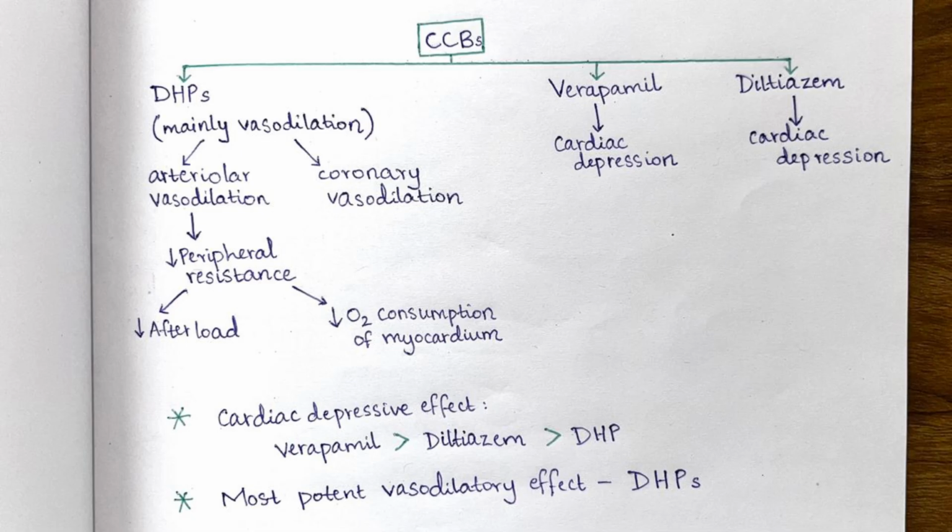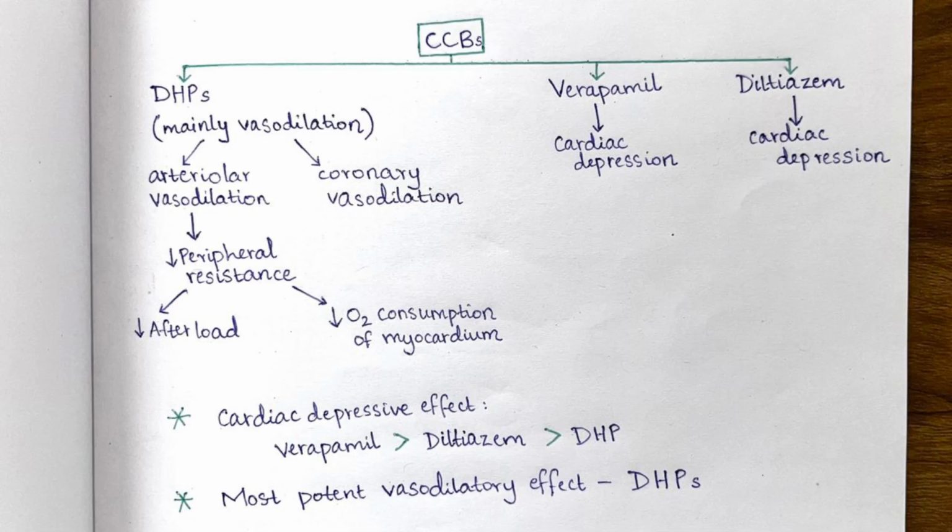Dihydropyridines mainly act on the vascular smooth muscles, so they cause coronary as well as arteriolar vasodilation. As a result of arteriolar vasodilation, the peripheral vascular resistance will fall, so there will be a decrease in the afterload against which the heart has to pump blood, and this will also decrease the oxygen consumption of the myocardium.